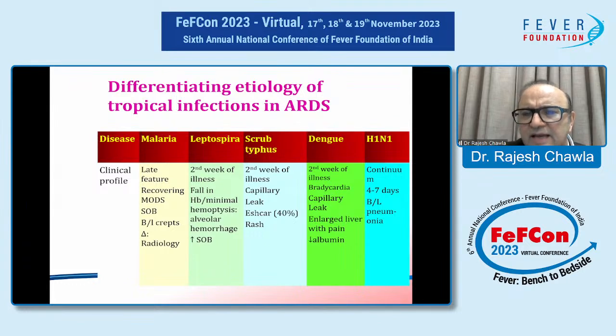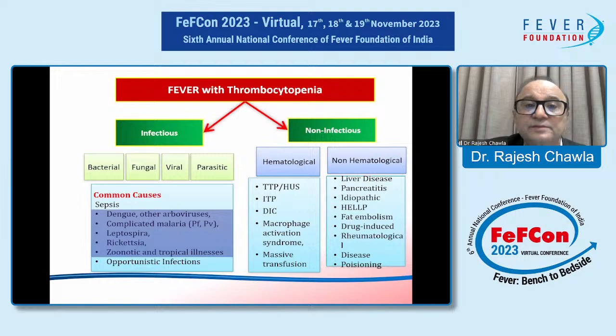Now, if the person has ARDS, among the tropical infections, in malaria it is usually a late feature, and in leptospira, scrub typhus, and dengue, it appears in the second week of illness. But in H1N1, in the first week of illness, the patient has had a fever for a few days and then will have ARDS.